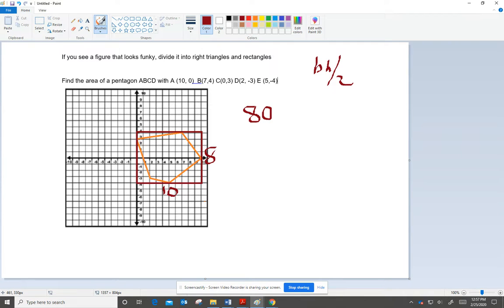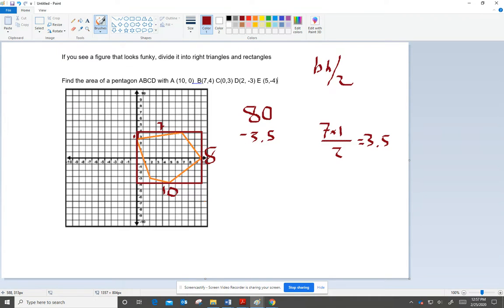So for this first triangle right here, we'll say the height is 1 and the base goes from here all the way to 7. So I have a 7 and 1 right there. That first triangle is going to be 7 times 1 divided by 2, so that area is going to be 3.5. So we're going to minus 3.5 from the 80.